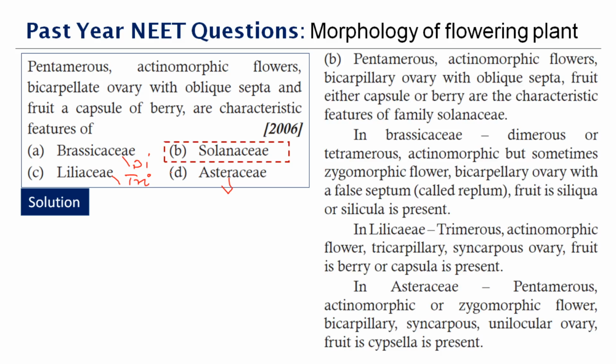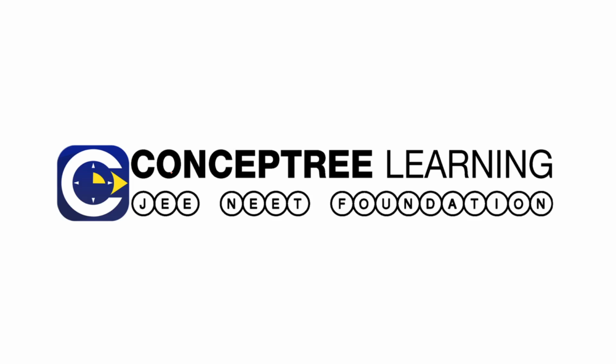Therefore, the right answer to this question is option B, Solanaceae. Okay. So with this we complete part 6 of Morphology of Flowering Plants.